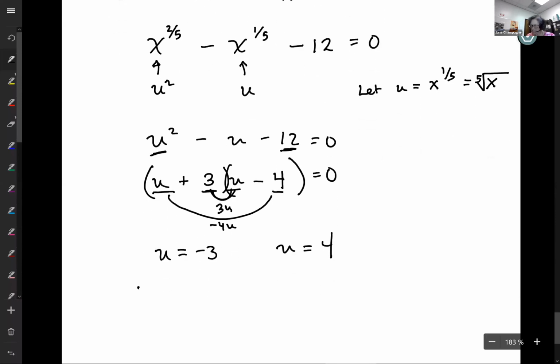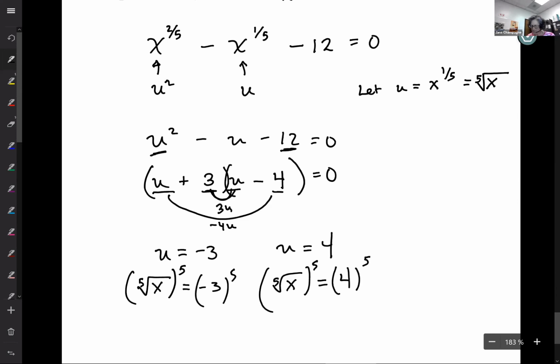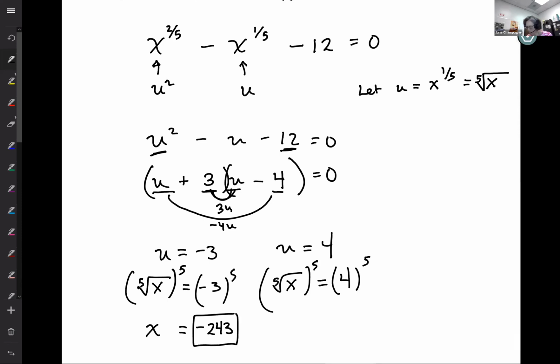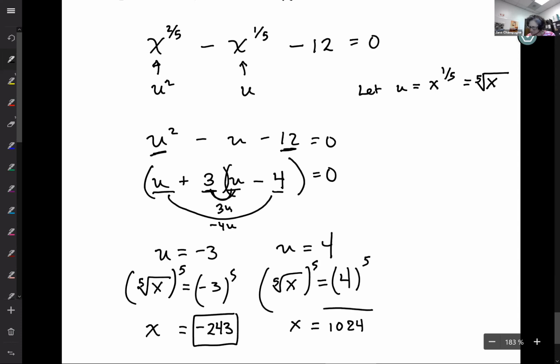And then you go back to x. 5th root of x equals -3. 5th root of x equals 4. And how do we undo the 5th root of x? Raise to the 5th power. So that gives us x equals -3 to the 5th, which is -243. And then 4 to the 5th is 1024. Nice.